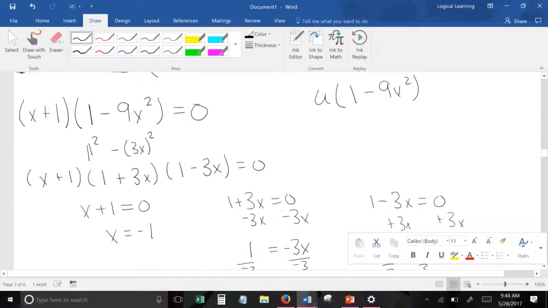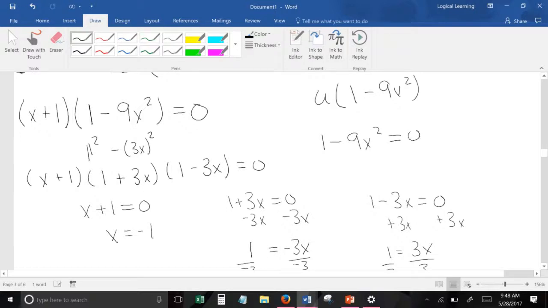Again, rather than using difference of squares, we could take the 1 minus 9x squared, set that equal to 0, add 9x squared to both sides. We have 1 equals 9x squared. Take the square root of both sides, remembering that it's plus or minus. The square root of 9x squared is 3x equals plus or minus 1. Dividing by 3, we would get plus or minus 1/3 is equal to x. And so again, we get the same answer.